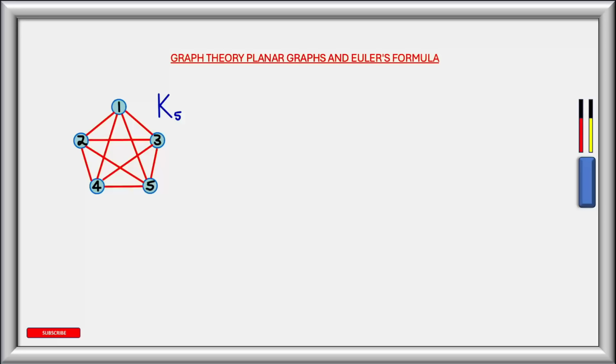And so for this third challenge, we have a K5 graph. So we have 5 vertices and 10 edges. The question is, can this graph exist as a planar graph? If you'd like to play along, pause the video now.